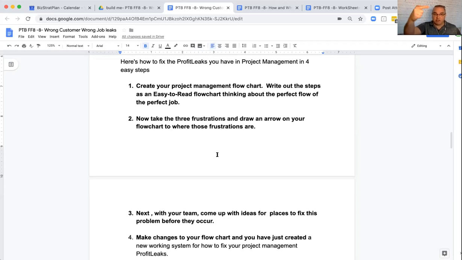Now take those 3 frustrations that are up there on the sheet and draw an arrow on your flowchart to where those frustrations are. Maybe you're sitting at the table with the other leaders in your company and this is what you're going to talk about. That's where we think the frustrations are. It's consistently here between step 3 and 4, whatever your numbers are, right?